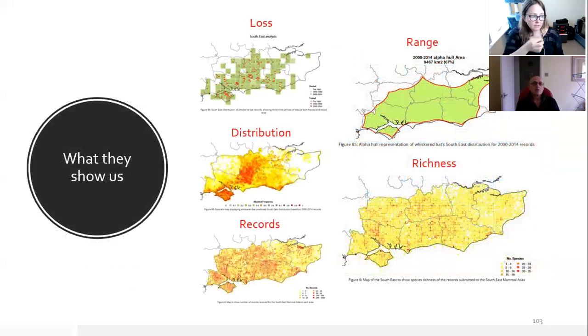So, things that they show us. These are some examples. Basically you can plot biological records change over time. These are all from the Southeast Mammal Atlas. I think they're all whiskered bats. Basically, you can show species loss. You can show the range of species. Now, this is the range within these few counties, bear in mind. And then you can show distribution.